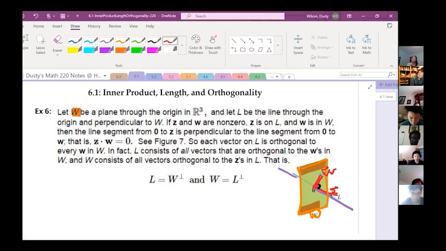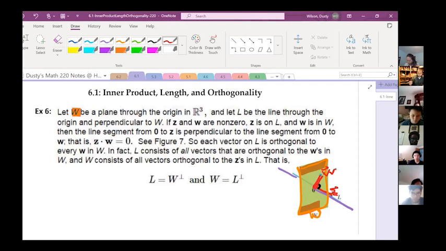So if Z is on L and W is on W, then the line segment from 0 to Z is perpendicular to the line segment from 0 to W. That is, Z dot W equals 0. See the figure. So each vector on L is orthogonal to every vector in W. In fact, L consists of all vectors that are orthogonal to the W's in W, and W consists of all the vectors orthogonal to the Z's in L.